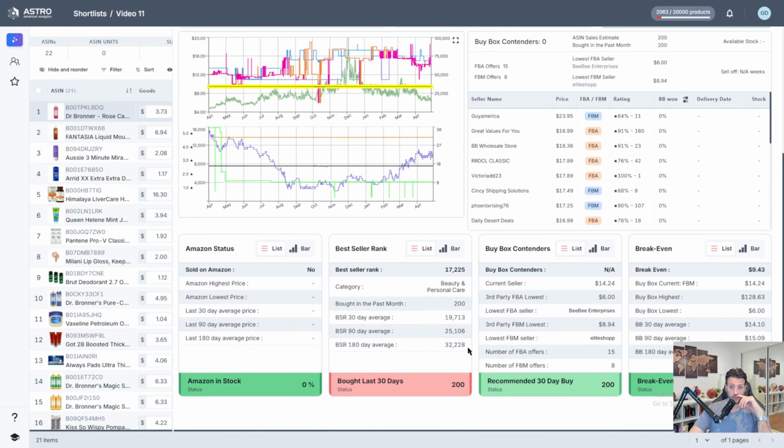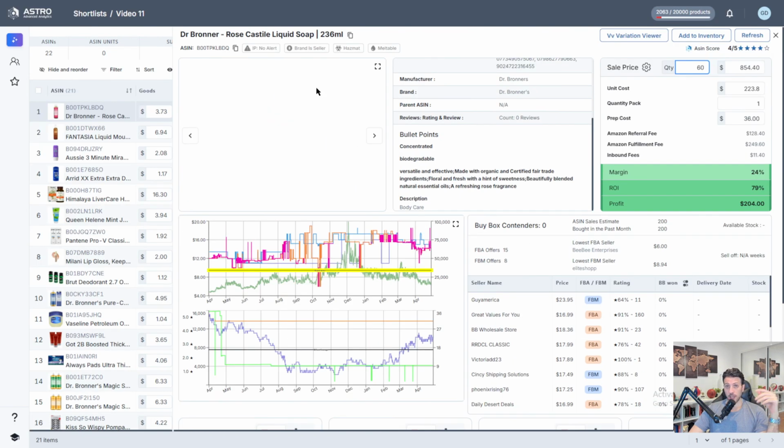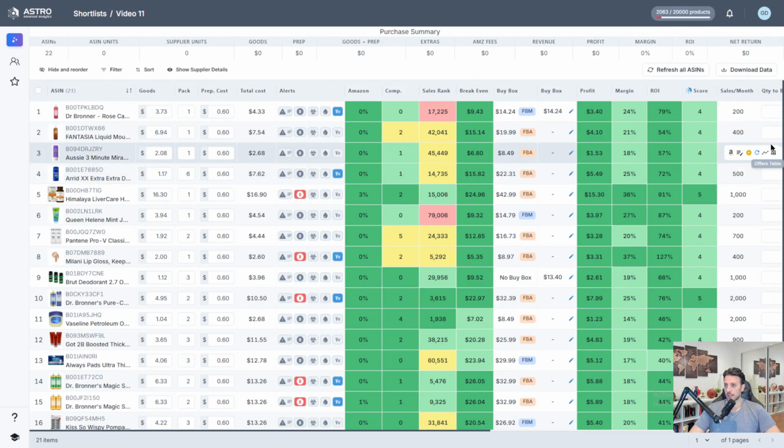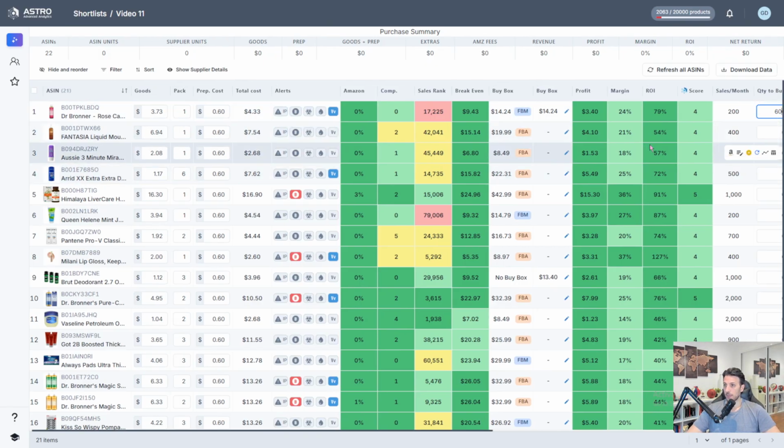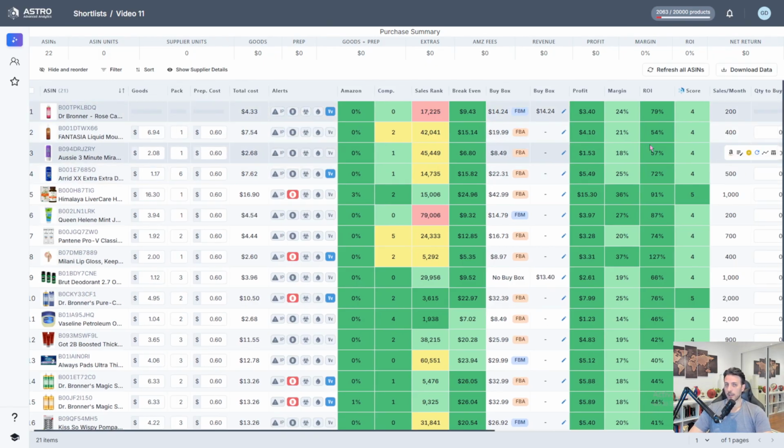The break-even strength is very solid. All the numbers here are green. There's no alert, no branded seller alert, no hazmat. It's all good, so this is a go. I'm going to get 60 of these, so I'm going to type in 60 right there.